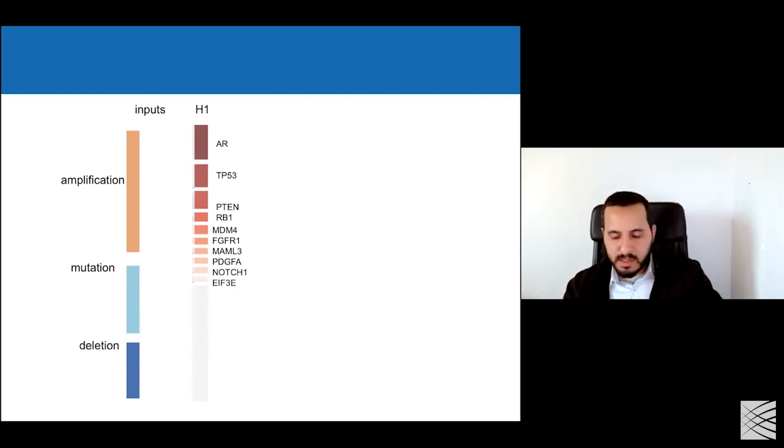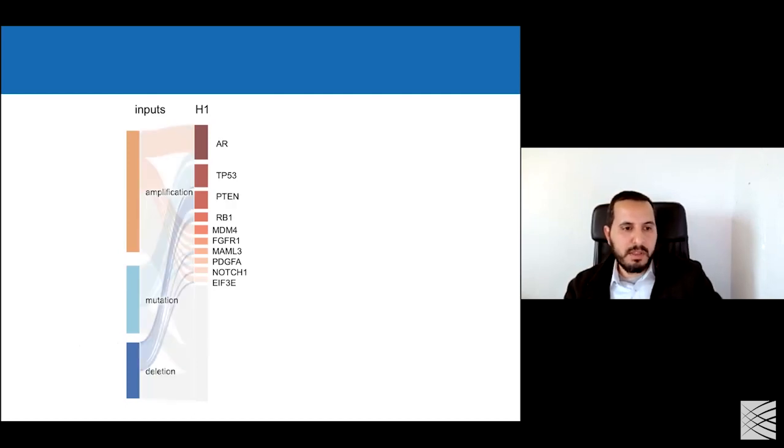And using some factorization and normalization, you can even assign weights for these edges that are connecting the first to the second layer. So for example, here you can right away figure out that AR amplification is important, TP53 mutation, or PTEN deletion. This gives you a very nice visualization of the importance of the nodes and how they are connected with each other.